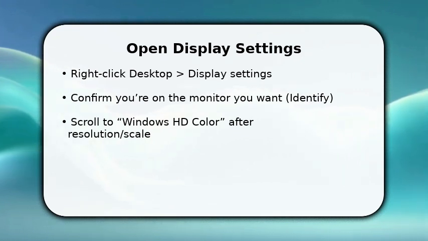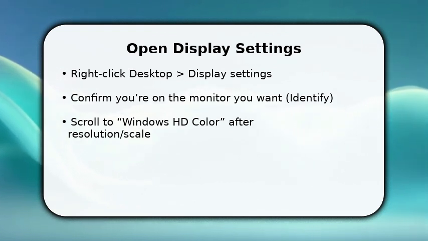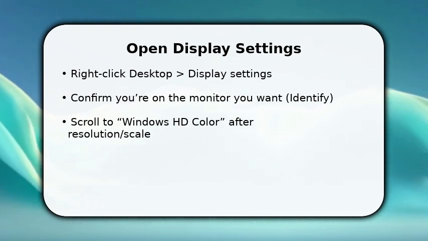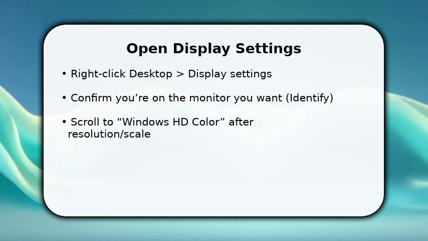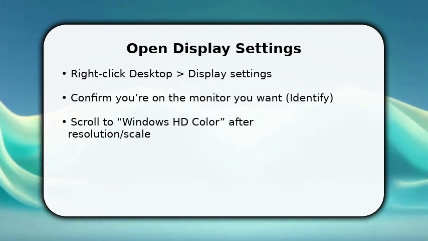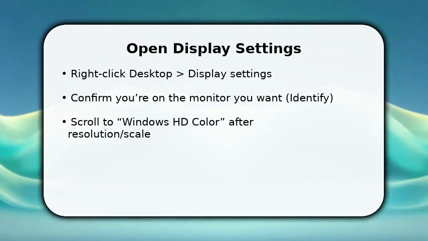Scroll down to the Windows HD Color section. That's where HDR options live. If Windows HD Color isn't visible, make sure the display supports HDR and is connected via HDMI 2.0+ or DisplayPort.